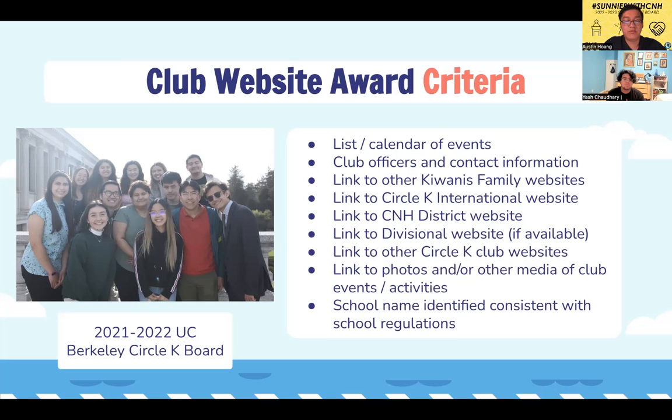Also, just featuring photos and any other media asset like a graphic or a video of the events or activities of your club. And of course, it is your club's website, so remember to have your school's name displayed, but make sure it is consistent with any rules or regulations your school has regarding your school's club's online presence.